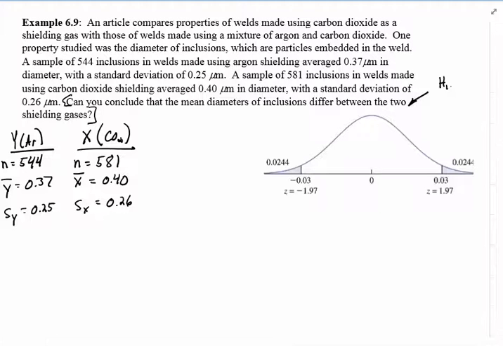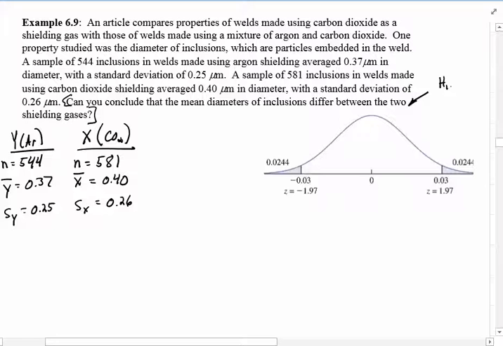Our null hypothesis will be: you've got a y bar of 0.37 and an x bar of 0.4, but that difference can be explained by noise. That's the null hypothesis. There's nothing happening. It's all explained by random variation. The alternative hypothesis says, no, it really is something happening.